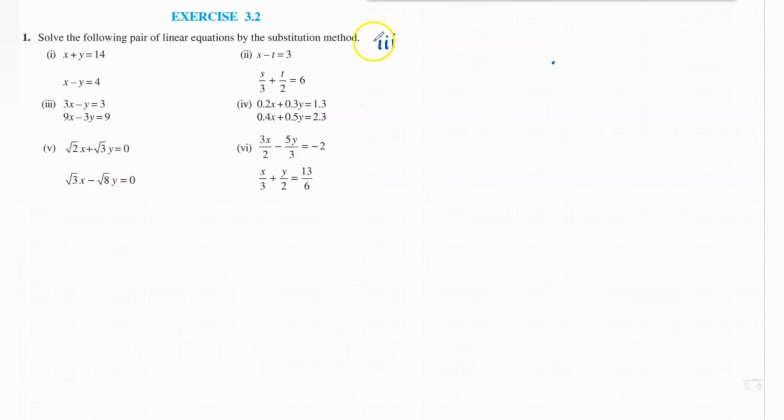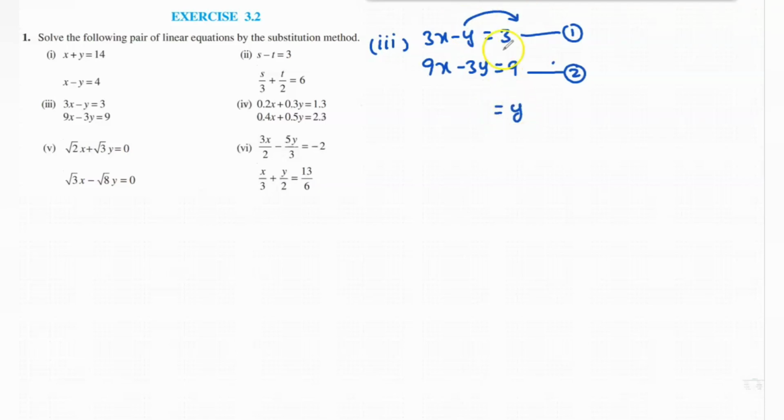Question number 3 is 3x minus y is equal to 3. Second equation, 9x minus 3y is equal to 9. Let us take this as number 1 and this as number 2. From the first equation, we will pull out the y value. If we send y to the other side, minus y becomes plus y on this side, and send 3 to this side, it becomes 3x minus 3. Let this be equation number 3. So we got y value 3x minus 3, this is our equation 3.